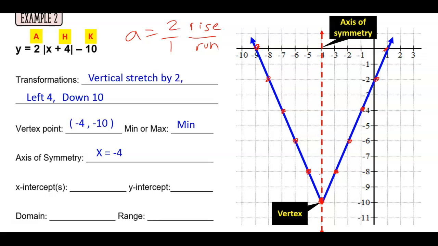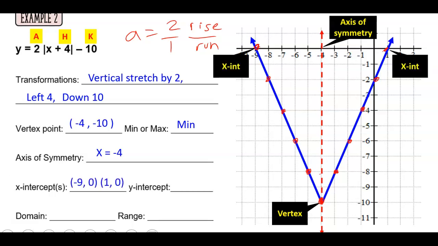But please remember, you have to put it as an ordered pair. So I'm not going to just write negative 9. How do I write it as an ordered pair? What's the whole thing? Sorry, we are doing x-intercept, so this point right here. Negative 9, comma 0 is the x-intercept. What about the other one? 1, 0. Okay. X before y for your x-intercepts.